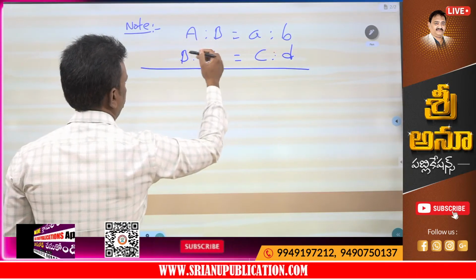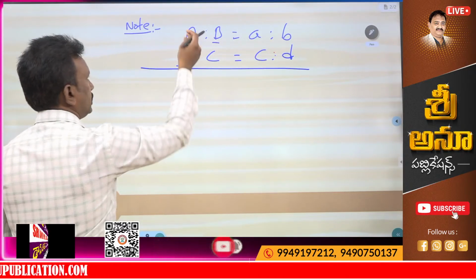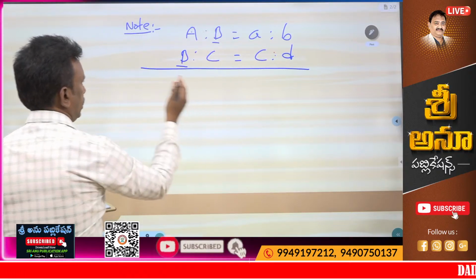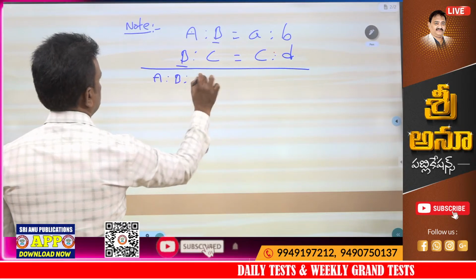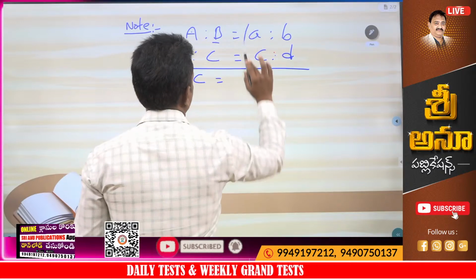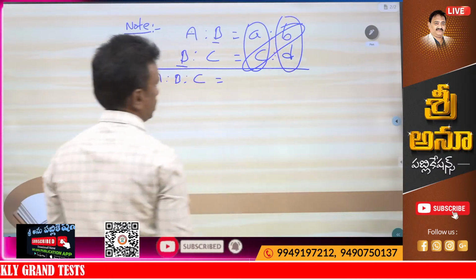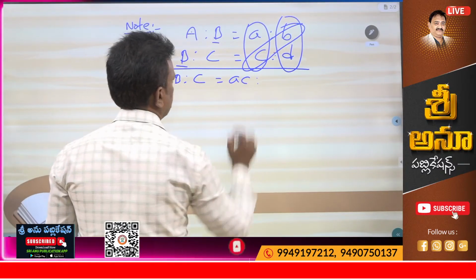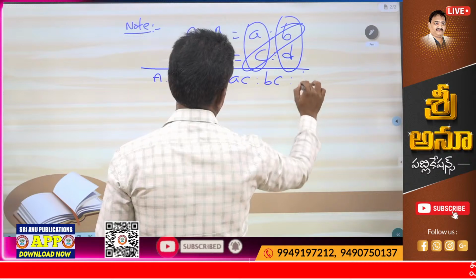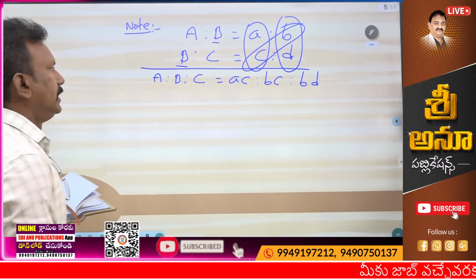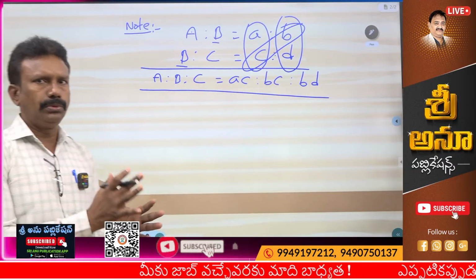Let us check the variables. So AB and BC, where B is a common variable. So just write a continuous form ABC. In the case of the continuous ratio between A, B, C, three parts, ABC is equal to the multiplication of the first two, the multiplication of the middle, and the multiplication of the last two: AC is to BC is to BD. Okay, so this is one of the best tricks we follow in the case of the continuous form of two separate ratios.